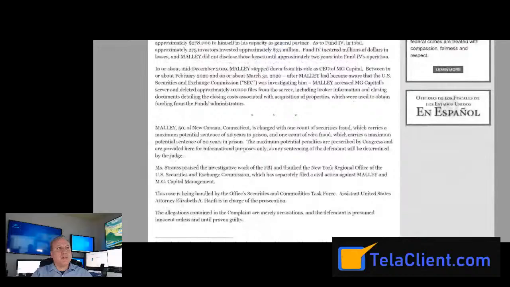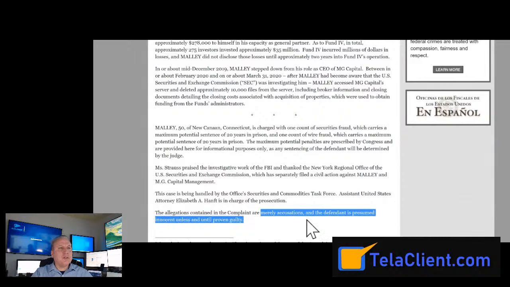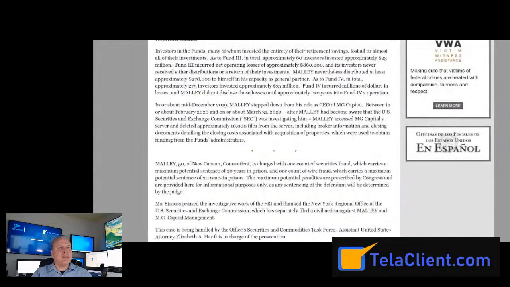It breaks down some of the different cases. And again, at this point, it's merely accusations. A defendant is innocent until proven guilty. It's a normal thing. This is alleged. This is not convicted, right? And the FBI got involved.